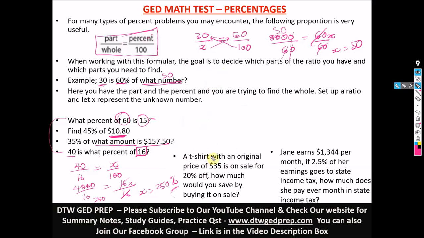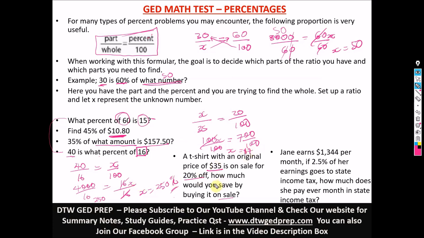So from here, a t-shirt with an original price. Original price is the whole, right? It's on sale for 20% off. How much would you save by buying it on sale? So it means we're looking for the part. We know the percent. So 35 is the whole. X percent here is 20 over 100. Cross multiply, we have 100x equal to 35 times 20, which gives us 700. So we divide by 100, divide by 100. X is equal to 7, so $7.